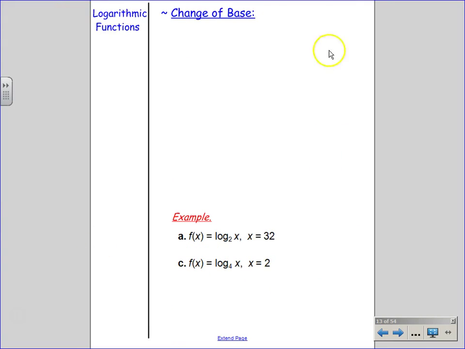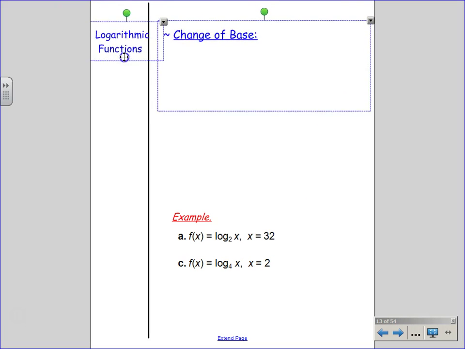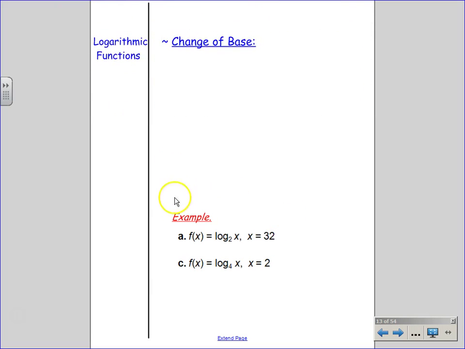So what if I was to give you something? I don't like either of those. What if I was to give you something like, I don't know.